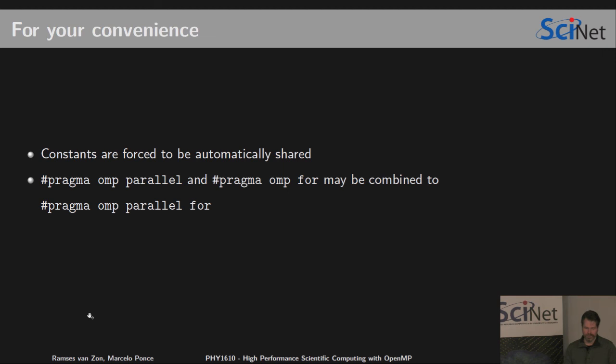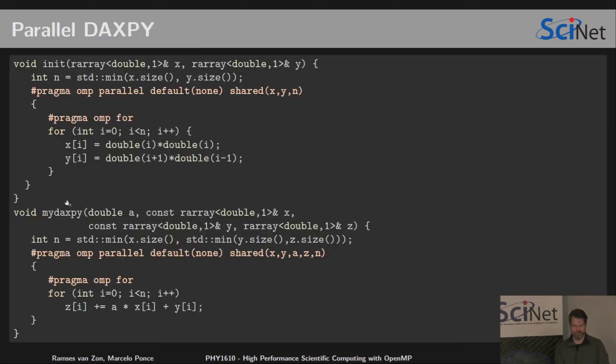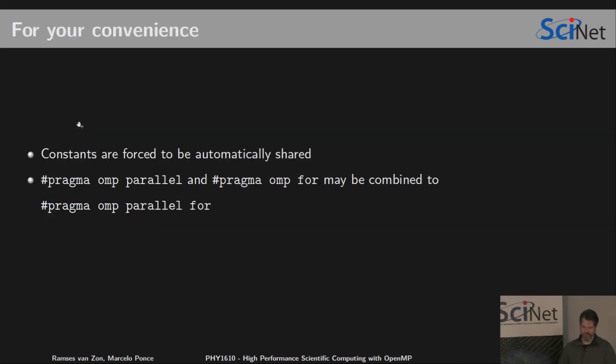Now, there's a few things that are handy because this happens very often. You have a for loop, you want to add threads to it. So here's a few things that can be done, basically reducing the amount of boilerplate to write these things.